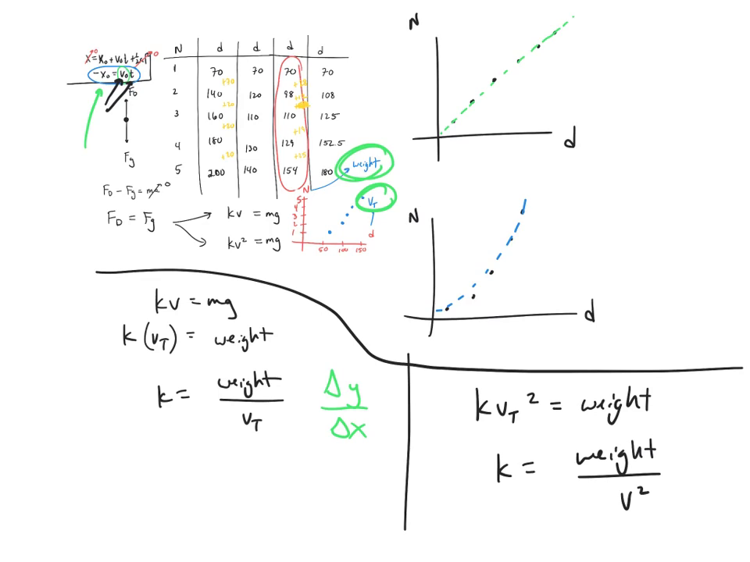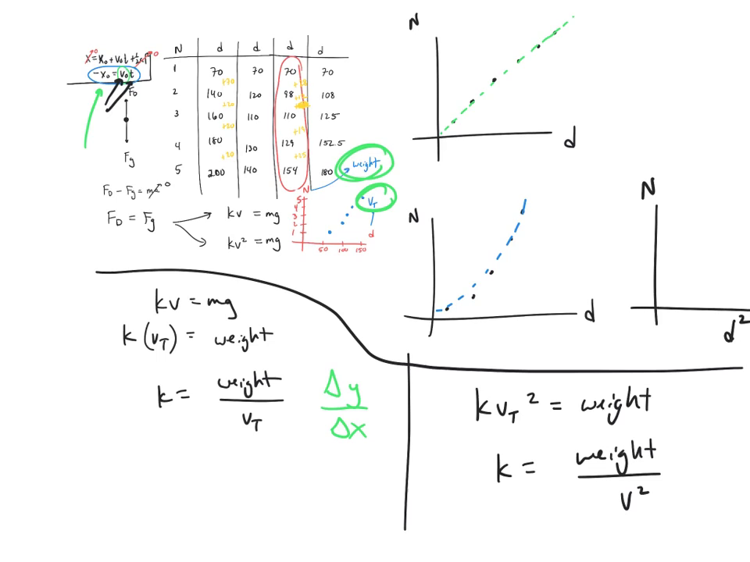What we can do is called linearization of this. We can linearize this, and what we can do instead is plot the number of coffee filters versus d squared, not just d. And take a look. Number of coffee filters, what is that analogous to in this problem? Weight. And d is analogous to what in this case? Velocity. So this is really the weight divided by velocity squared.